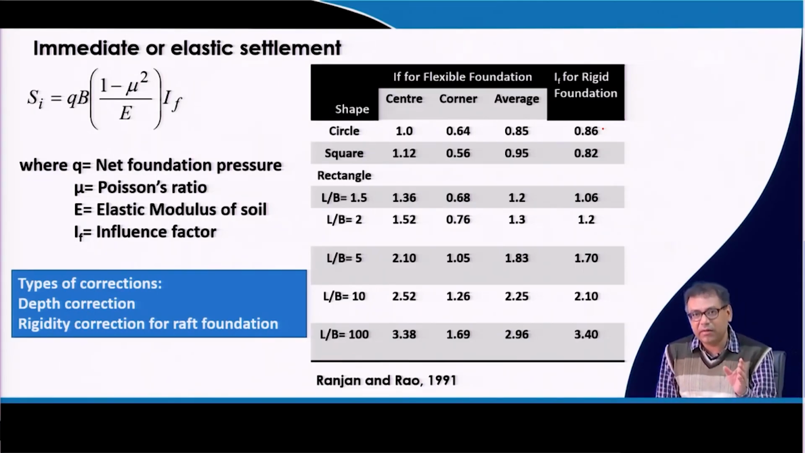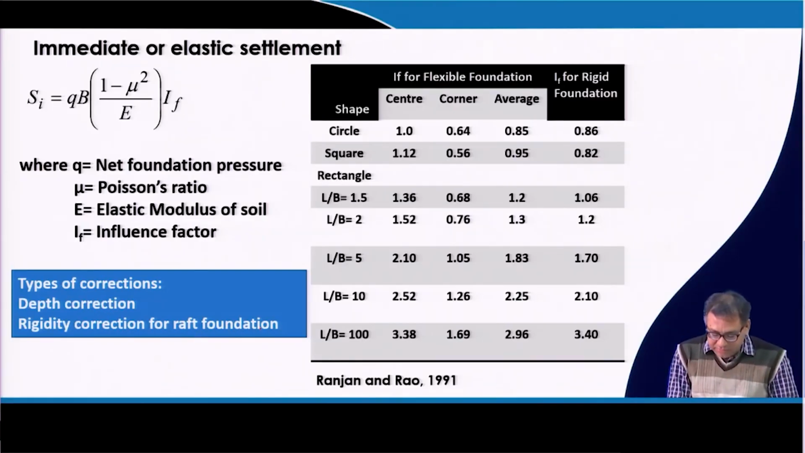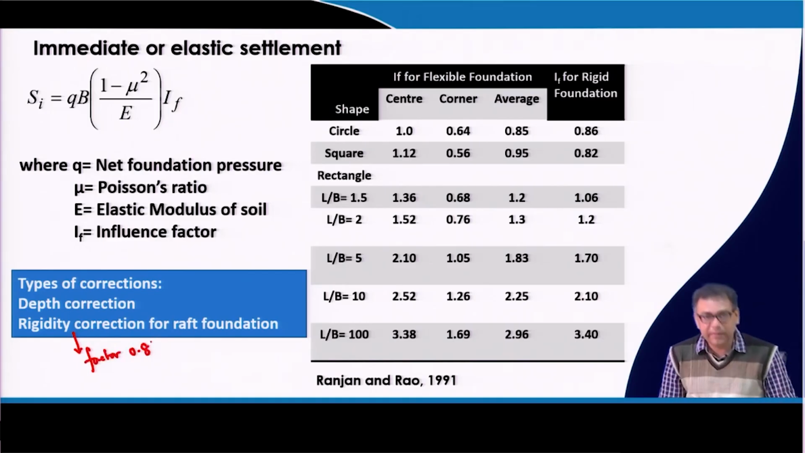Now, I generally prefer to take the IF value of flexible foundation, the IF value at center for flexible foundation, for all the cases. Now, if it is a rigid footing, then I apply a rigidity correction. So, the rigidity correction factor is how much? This correction factor is 0.8. Okay, so the rigidity correction factor of 0.8 is applied.